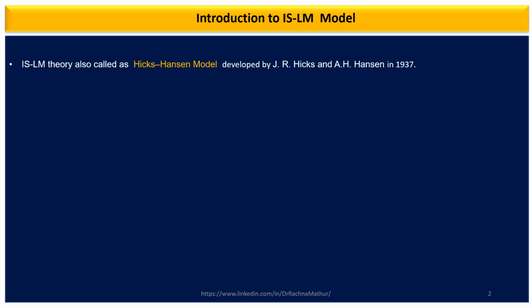IS-LM model. It is also called the IS-LM theory of interest, developed by Hicks and Hansen in 1937. This theory is also famous as the Hicks-Hansen model. The IS-LM model is a very important theory in macroeconomics because it provided a tool to show how interest rates and real economic output are related.